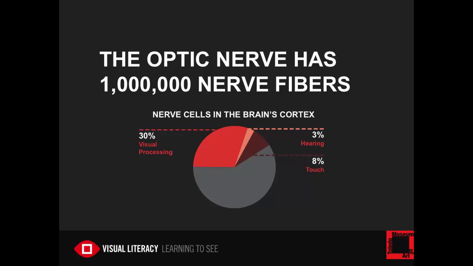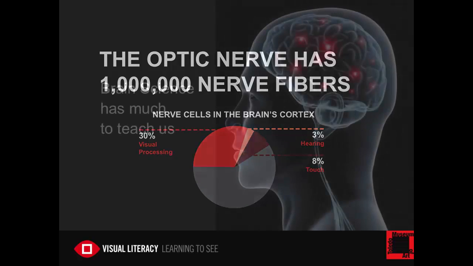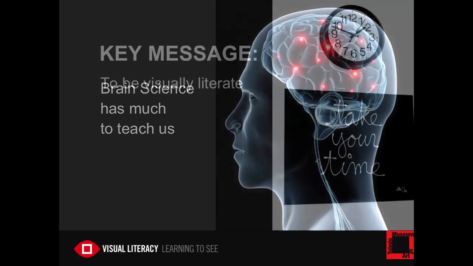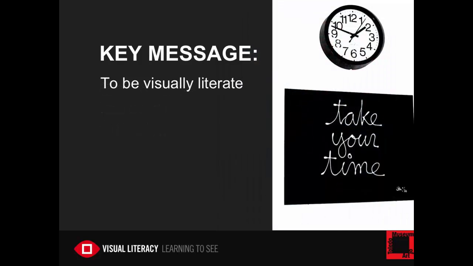Now, the optic nerve has 1 million nerve fibers. It has 30% of the entire brain cortex, and that's so much more than any other human sense. But we understand so much more about it now because of brain science, and all that cognitive neuroscience has taught us through the digital revolution. The key message is that we have to be more visually literate, and we need to train people how to see. To do that, first of all, you need to take your time. You need to pay attention.